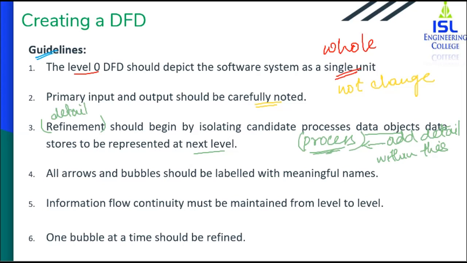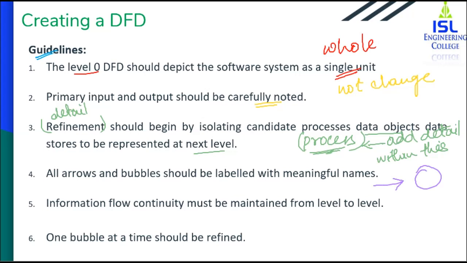So when you're moving from level 0 to level 1, this specific process needs to be isolated and then changes need to be made. Then the next one is, all arrows and bubbles should be labeled with meaningful names. That is, if you're adding an arrow or a bubble, you should not leave it without a name. You should every time have it labeled. All the arrows and all the circles need to be given proper names.